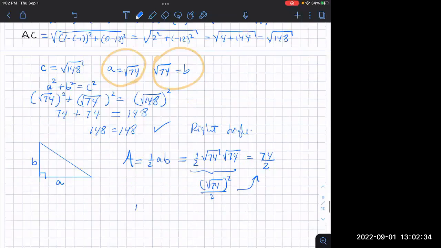So would it just be 37 or do we keep it as a fraction? Whenever you can simplify the fraction, you simplify. Okay. So 37 square units, whatever the units are. Square units. Okay. Thank you.